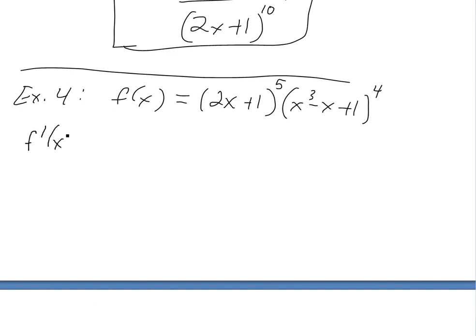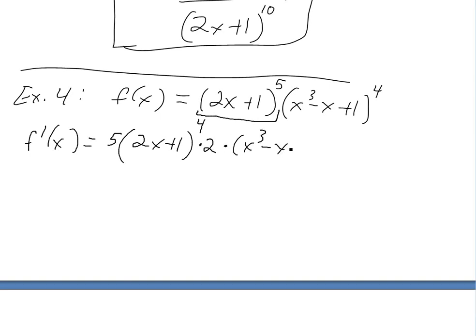Remember the product rule in my other videos? Basically f'(x) is going to be equal to the derivative of this one here: 5 times 2x plus 1 to the 4, then we times the inner of this one. Remember we have two functions times each other, so do the derivative of this part first. Then we do the chain rule here. So this is 4 times the derivative of 2x plus 1, just 2. Then we just times it by x^3 minus x.